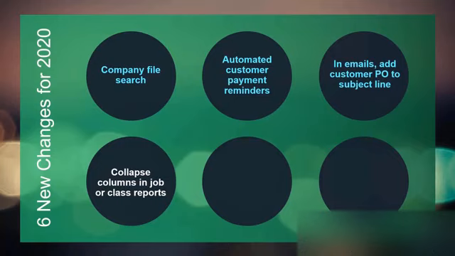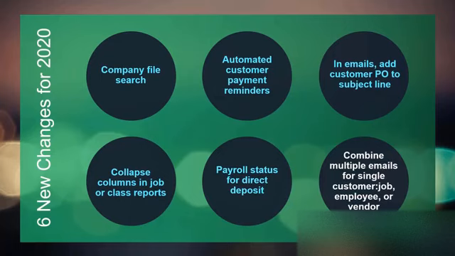Job and class reports are typically really long from left to right, so it's a really nice feature that you can go in and collapse those columns. You also can look at the payroll status for direct deposit. You're going to be able to see, for example, if the payroll's been processed yet, if the money's been sent to the bank, or if your money's been sent to the employee. And the last thing I want to mention is the ability to combine multiple emails for single customers and jobs, employees, or vendors all at one time so you don't have to send multiple emails. Let's go ahead and flip over to QuickBooks and I will show you how these things work.